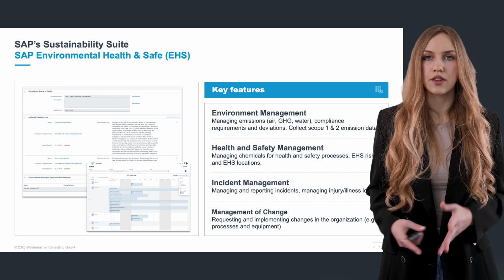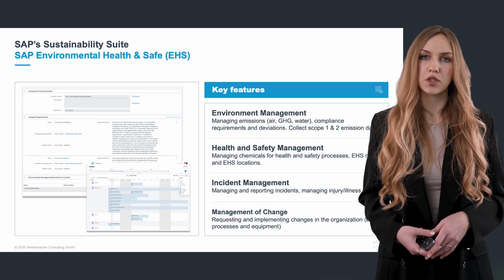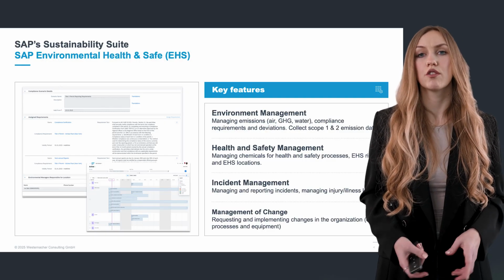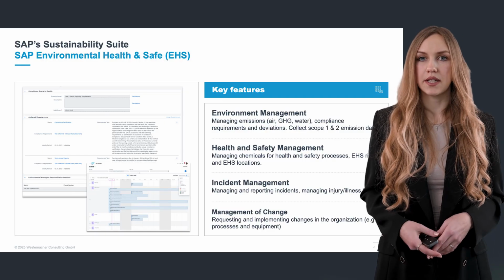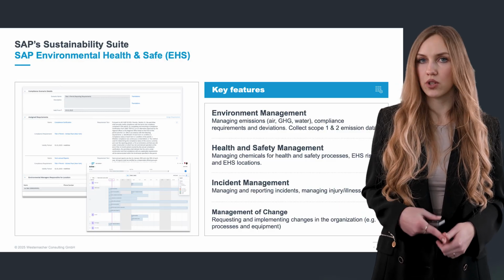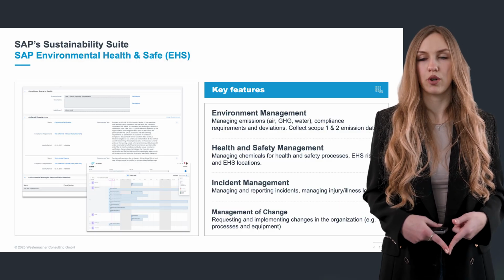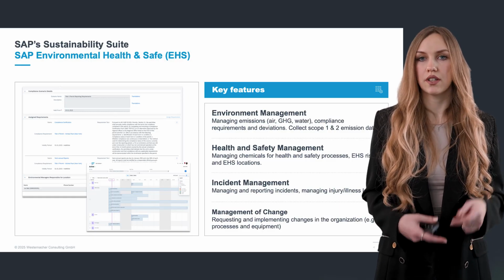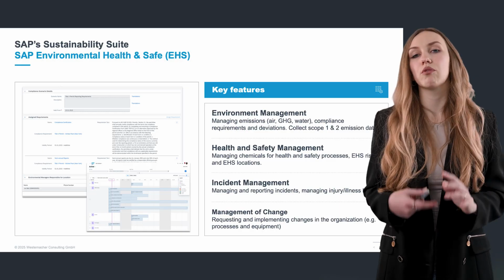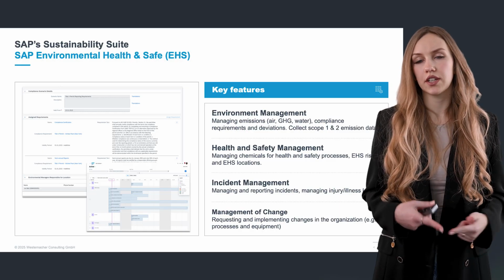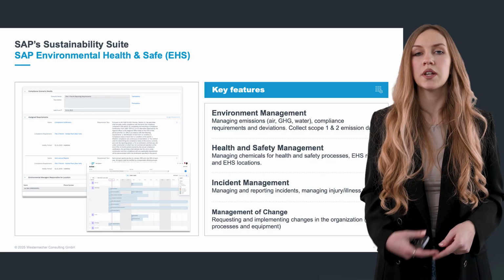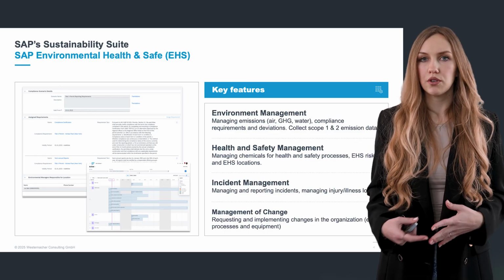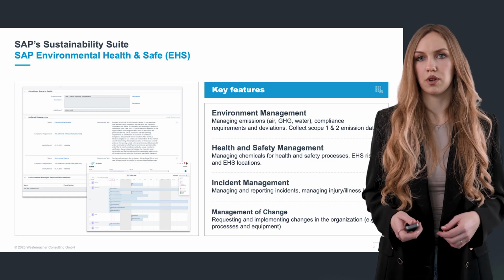If we see those aspects here, you may think in the first place that the relevant aspect of this tool for our ESG reporting is the environment management. But don't forget the social and the governance part of an ESG report. These three aspects down here, the health and safety management and the incident management, are really important for the social and governance aspects of the report. So if we use SAP EHS, we will have a lot of data for this part of your report.